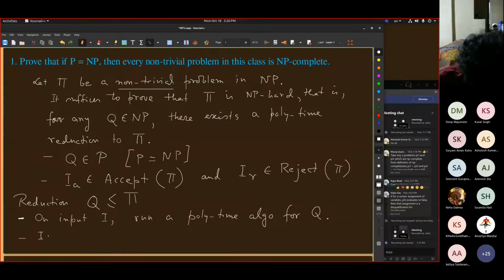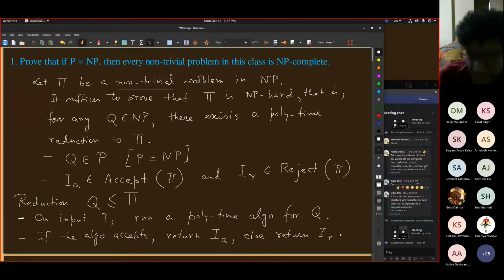If the algo accepts, return IA, else return IR. So why is the second step also polytime? This is the only thing that you need to argue.